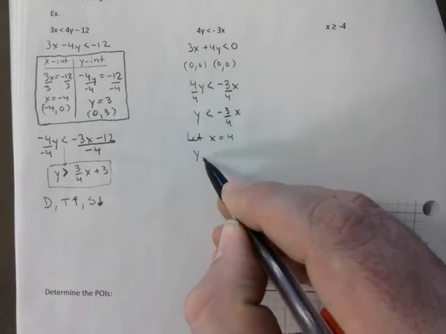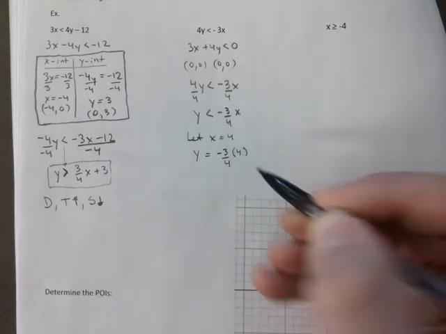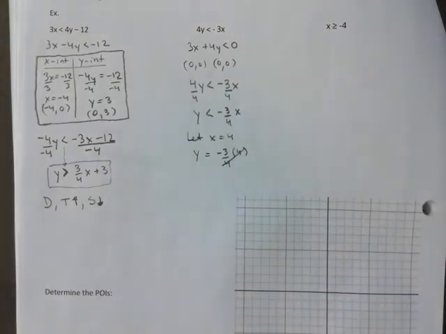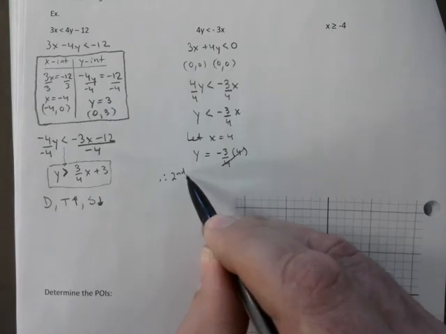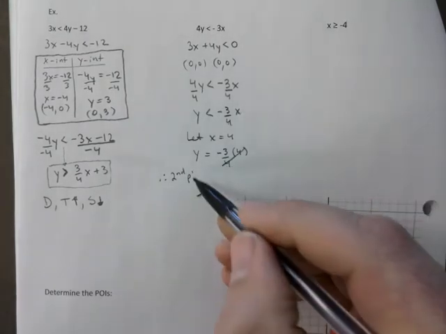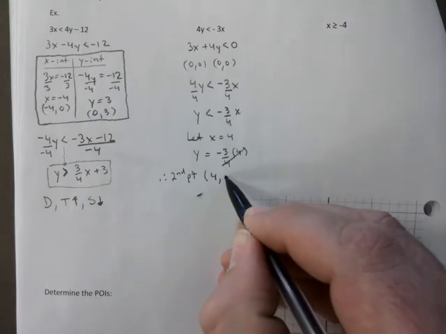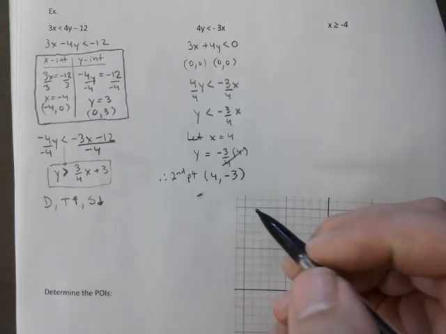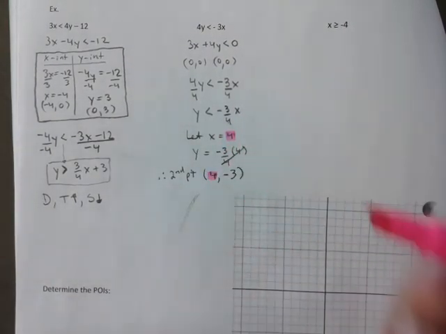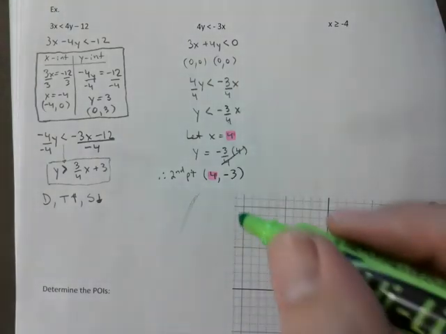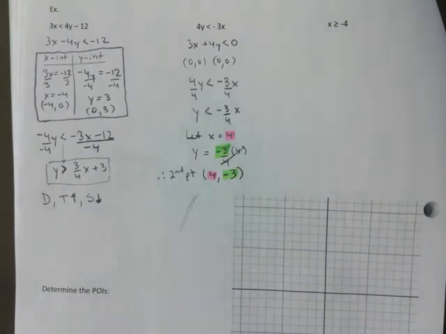So then y is equal to, so for the boundary line, it's negative 3 over 4 times 4. And that cancels out. So therefore, the second point is when x is equal to 4, y is equal to negative 3. And I will use a highlighter here. Okay, and x is equal to 4, y is equal to negative 3. You've just created a point.